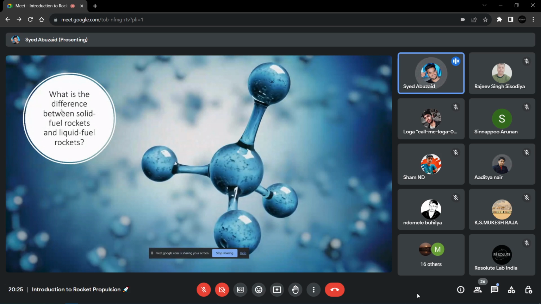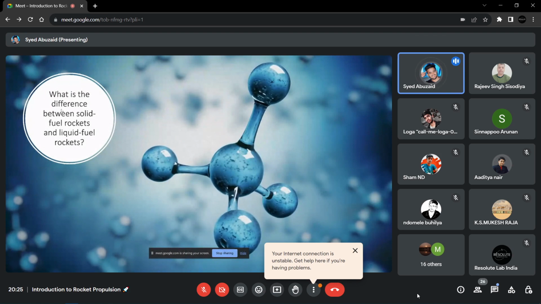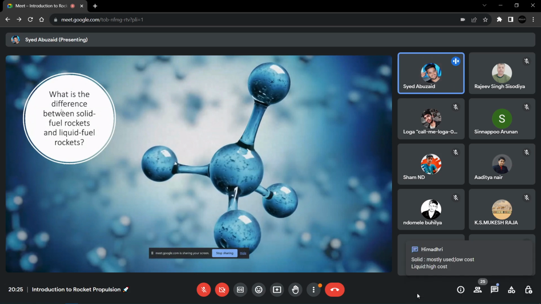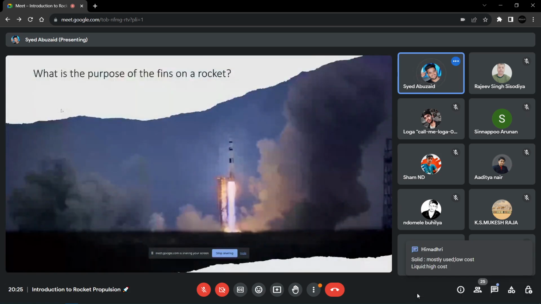Basically, in solid fuel rockets, both the oxidizer and the fuel are in solid form. If I'm talking about liquid fuel rockets, there is oxygen in the form of liquid and hydrogen in the form of liquid. So nowadays we have two types of fuel: solid fuel and liquid fuel. You have said the right answer, so we will proceed to the next step.